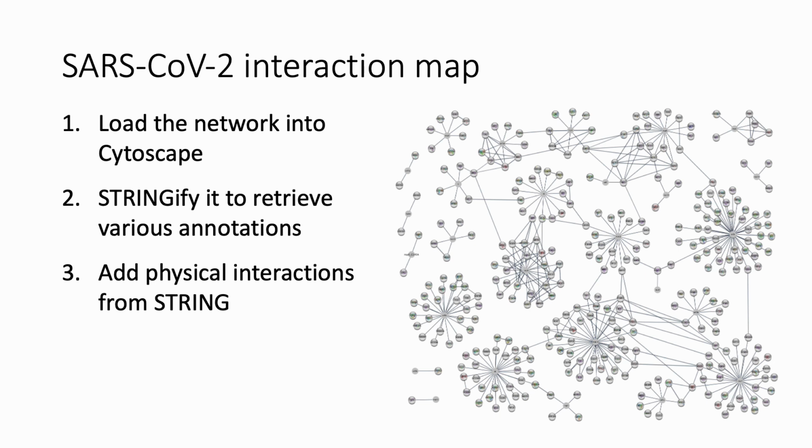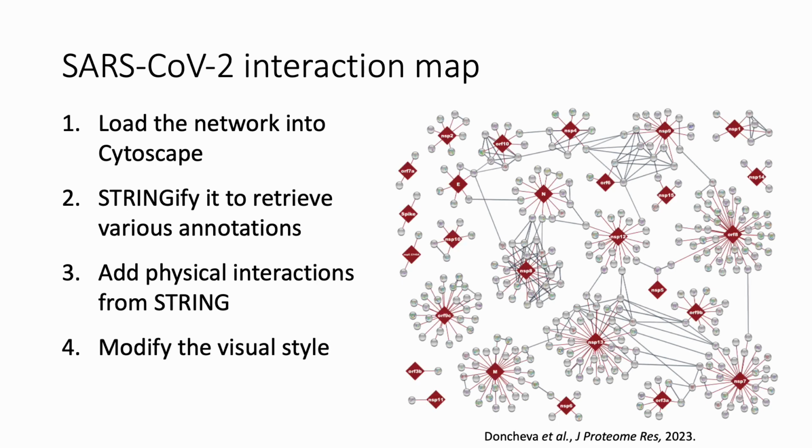We can see that there are quite some connections between the different groups, which means that this is actually the case. We also improved the visual style in order to better distinguish between the viral and human proteins. Here the viral proteins are these big red diamonds.